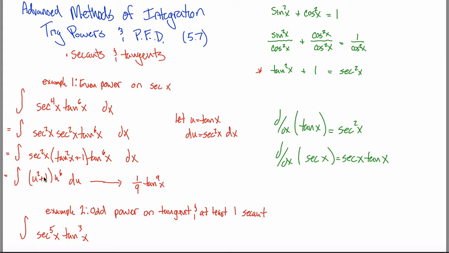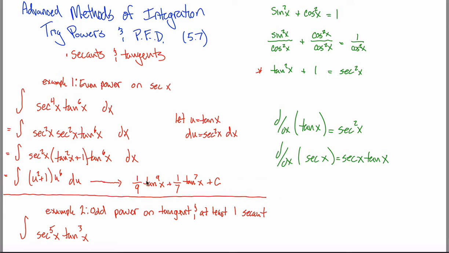Similarly, the u to the 6th times the 1 will give me u to the 6th. The antiderivative of u to the 6th will be 1/7 u to the 7th power, but I'm not going to write 1/7 u to the 7th power. I'm going to write 1/7 tangent of x to the 7th power because u is just tangent of x. And then I'll remember to tack on my plus c, and I'll call this example good.